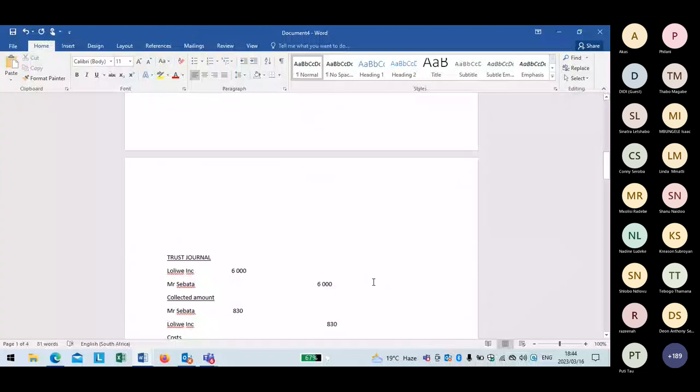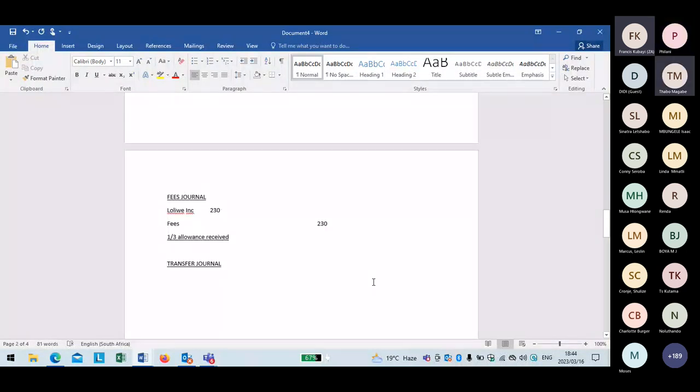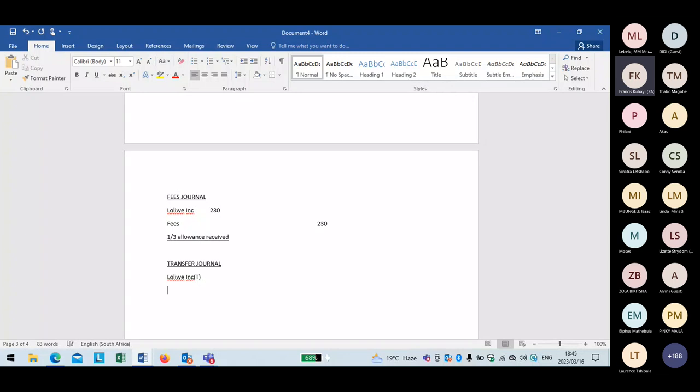Okay, I get it. That has been done, transferred from your trust journal. On the very same aspect of the 6,000. The kids are singing behind. Can we now proceed with the transfer journal whilst everybody is trying to mute? Prof, can you maybe disconnect Didi if you can? Please mute yourself. Sorry, it was a mistake. Sorry, guys, I apologize.